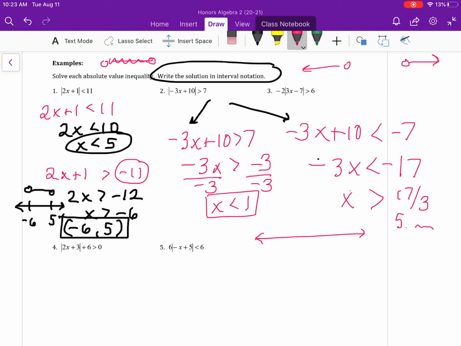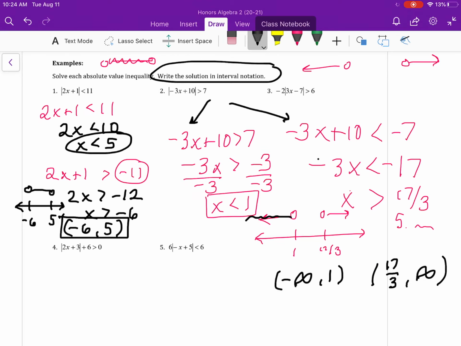Then we're going to graph it on the number line to help us with interval notation. It's less than 1, right? But it's greater than 17/3. So it's going to look something like that. Let's write that in interval notation. The farthest left point is negative infinity, and then it travels and stops at 1, open circle. It starts up again at 17/3 and goes to infinity, right? All of these are open parentheses because they're open circles. And then we just stick a union in the middle. And that is done.